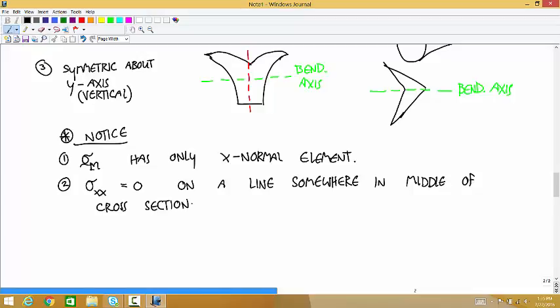And it turns out that that line in the middle of the cross-section goes through the centroid of the cross-section, passes through the centroid of the cross-section.